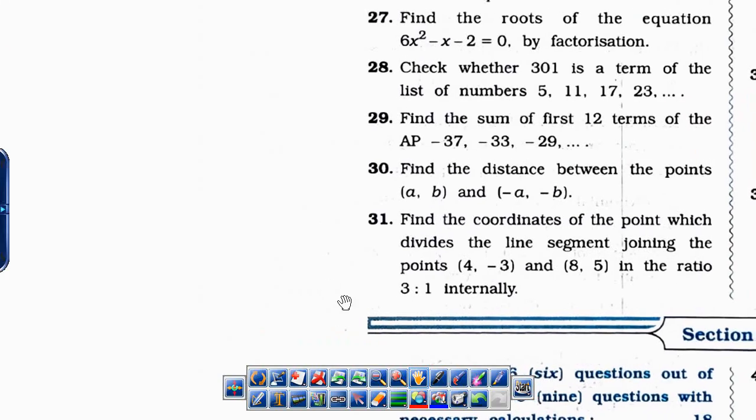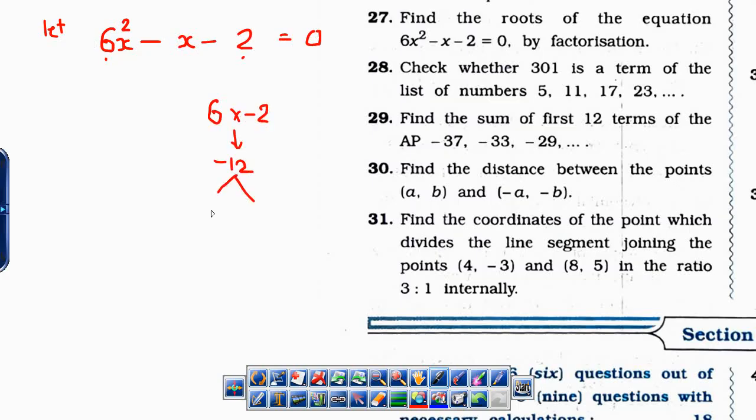Twenty-seventh. Find the roots of the equation so and so by factorization. This means middle term splitting. Let the polynomial be equal to 0. Rough work दिखाई देने का, 6 into minus 2 is minus 12, and minus 12 will be split into 4 and 3, जब minus 4 लगेगा because मुझे negative x चाहिए. So 6x square minus 4x plus 3x minus 2 is equal to 0.